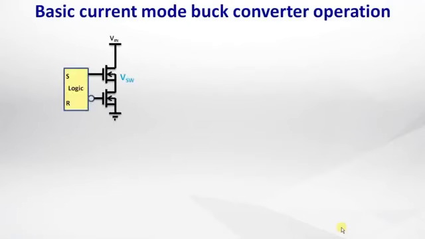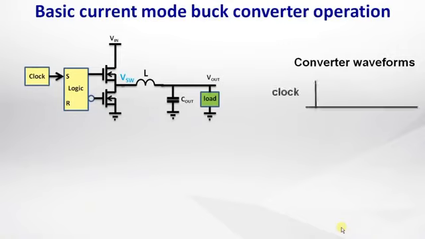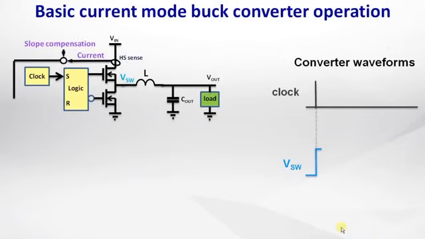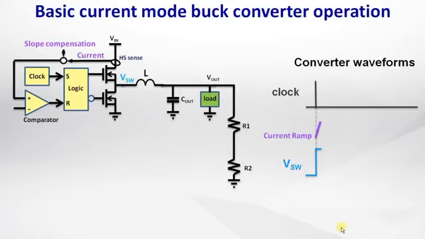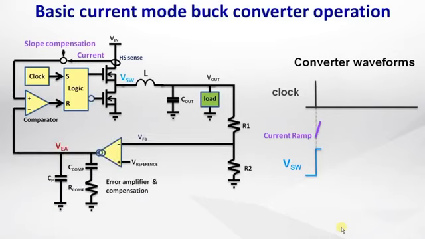In this example, we will check the stability of a current mode buck converter, which consists of a power stage with inductor and output capacitor and the load. In a current mode buck converter, the internal clock determines the switching frequency and activates the high-side MOSFET. The current in the high-side MOSFET is sensed and fed back with some slope compensation to a comparator. A portion of the output voltage is fed back to an error amplifier, which compares the feedback signal with a fixed reference voltage and adjusts its output accordingly.